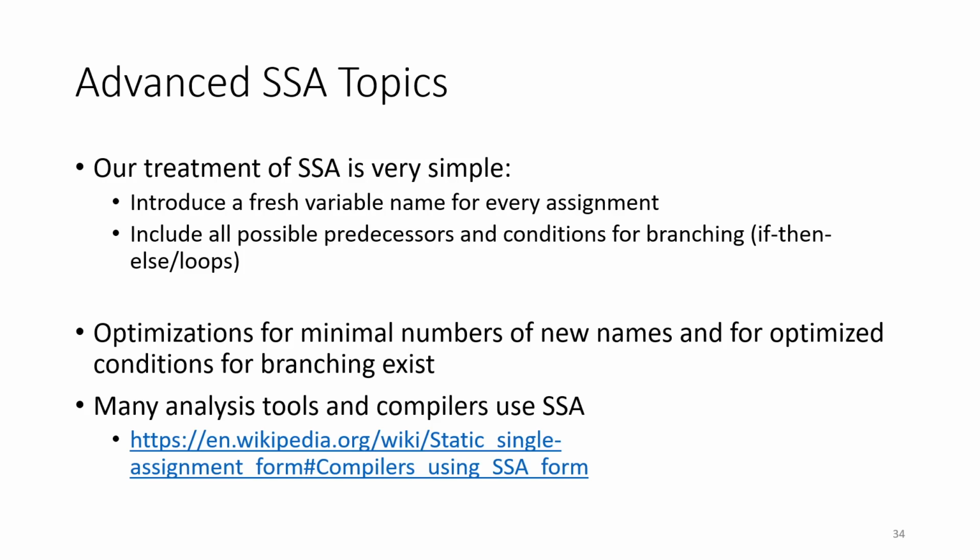But actually, there are some optimizations because, well, if you analyze large pieces of code, you want to optimize it. There are optimizations, for example, for the minimal number of new names and also for optimized conditions of the branching. So yeah, minimal number of new variables. Maybe not every assignment needs a new variable. Maybe you can also reuse variables once you know that nobody will ever read them again, right? And then what does it mean, optimized conditions for branching?